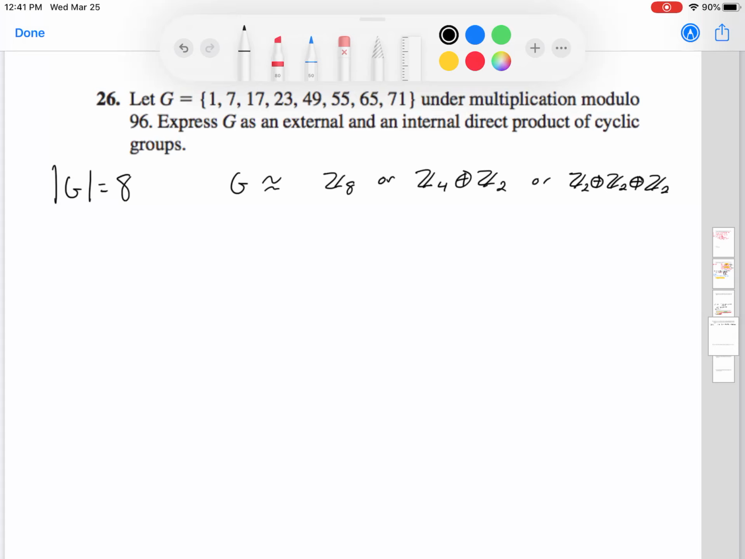So let's look at our elements and think about what order each element is. So you might want to play around a little bit, find the order of each element. You're going to find that there's no elements of order 8.